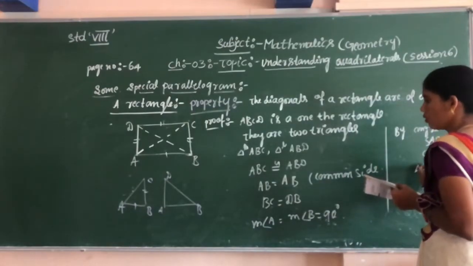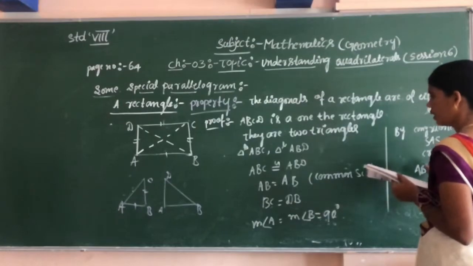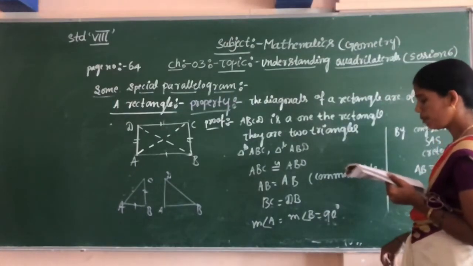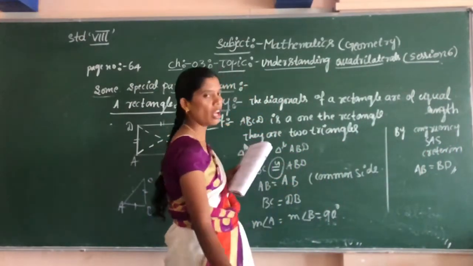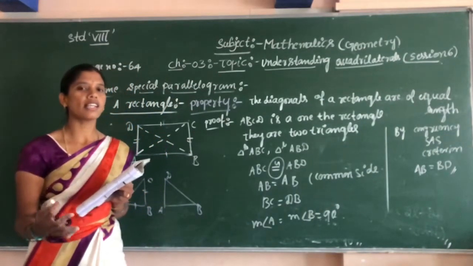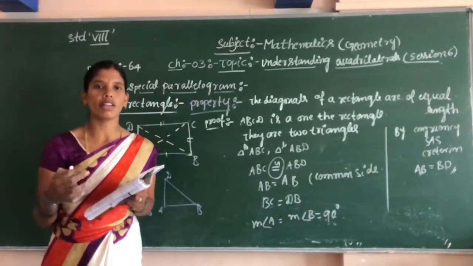Therefore, AB is equal to BD. That is the proof, so you should mind it. This is the congruency symbol. Congruent means the two figures have the same shape and the same size. It is also called congruency, children.